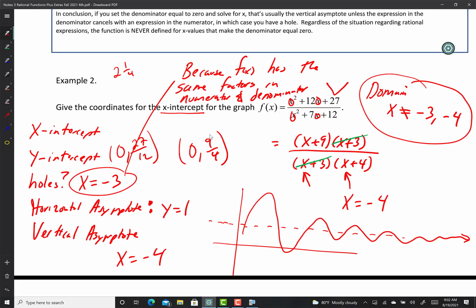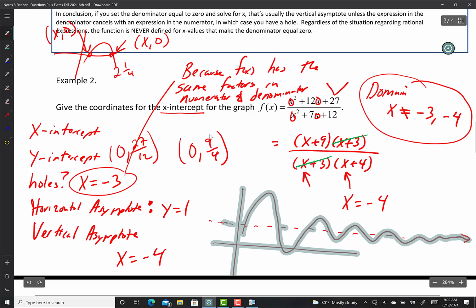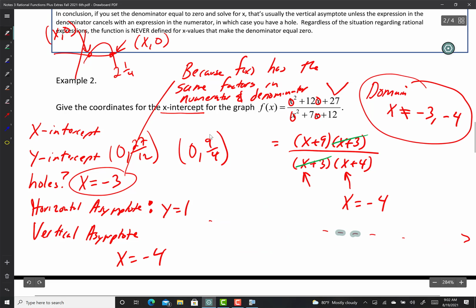X-intercept. The whole concept behind the x-intercept, remember, guys, is where you cross the x-axis. What's the y value when you cross the x-axis? The y value is 0, guys. So what am I trying to say? I'm trying to say to just set this equation equal to 0. So 0 equals x squared plus 12x plus 27. And let's go ahead and write the denominator.